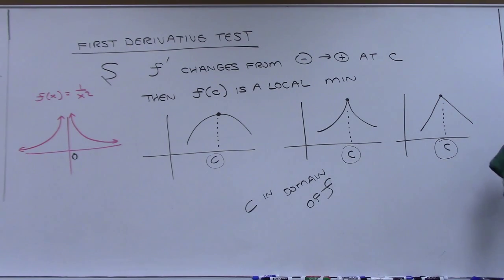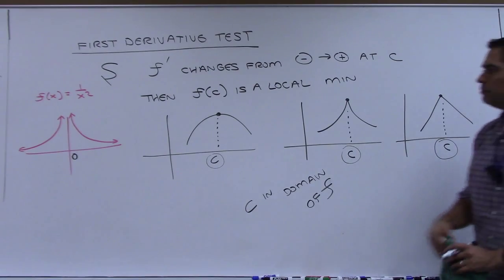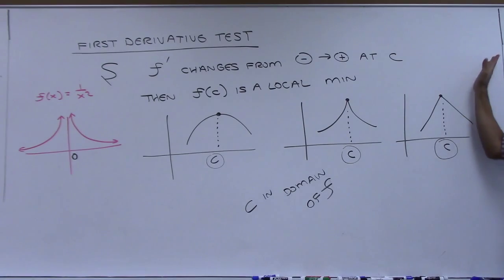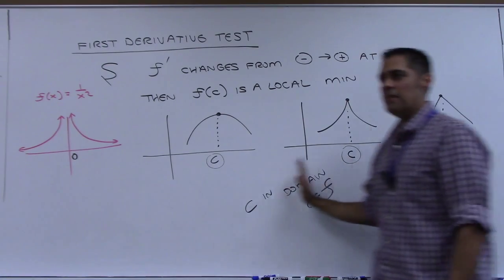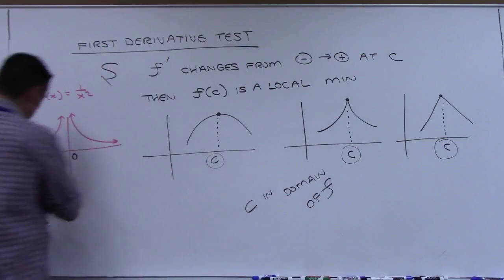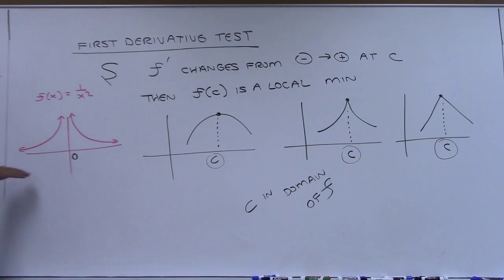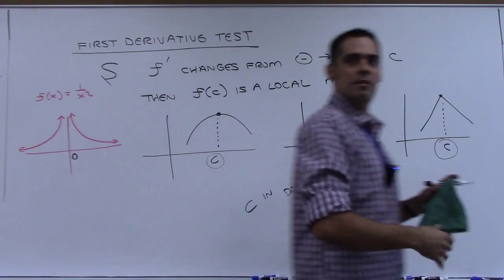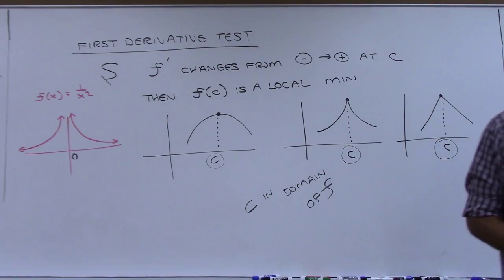And I could draw these pictures again, couldn't I? I just flip them all over. Make this one go like this, this one like this, and this one like that. And then I'd tell you again, C has to be in the domain, because then I could do the one that goes like this, and it would go negative to positive. So, is that all right without me drawing it all out again? You okay? That's called the first derivative test.